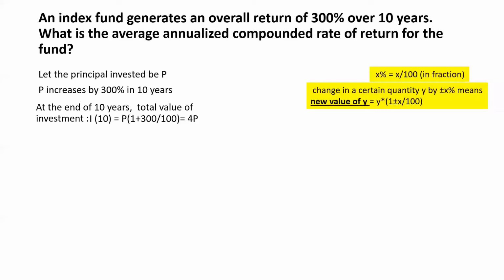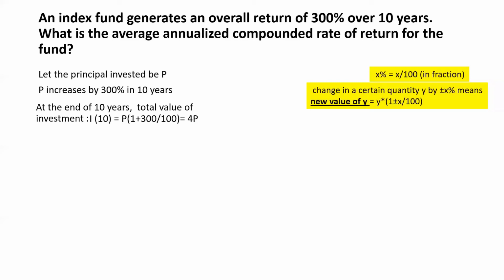So hopefully you can relate it to the formula that I wrote in the yellow highlight. Y is equal to Y multiplied by 1 plus minus X by 100. So here X is basically plus 300%. So that's why I have 300 there. And Y is P, which is the starting amount, right? So I have basically investment at the end of 10 years equal to P multiplied by 1 plus 300 by 100, and that comes to 4P. So the money grew 4 times at the end of 10 years, which is substantial.